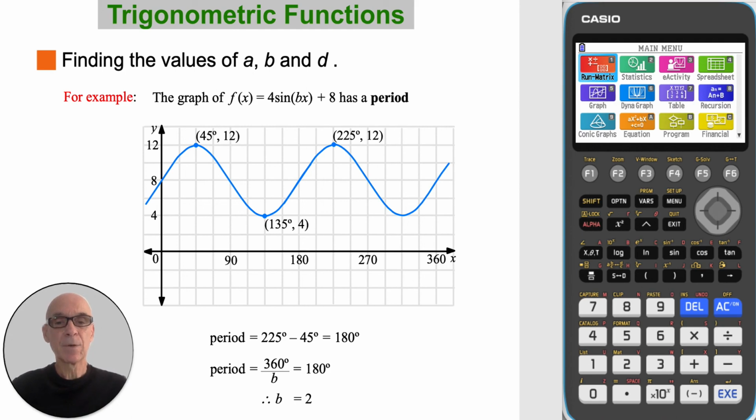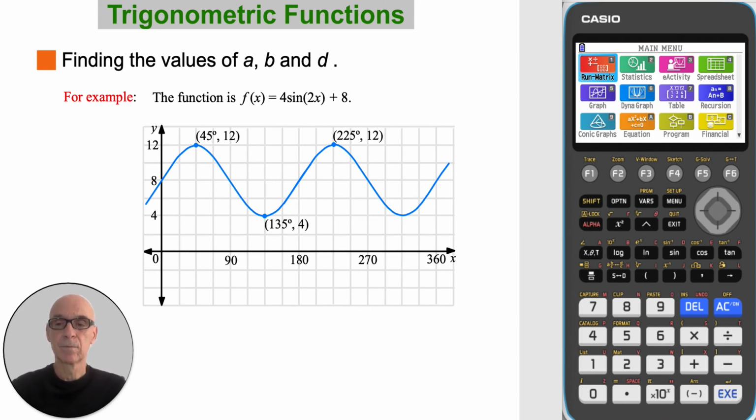To find the value of b, we need to calculate the period. Subtracting the x-coordinates of consecutive maximum points gives a period equal to 180 degrees. Equating this to the period formula, 360 divided by b, gives b is equal to 2. So the trigonometric function for this graph is 4 sin 2x + 8.